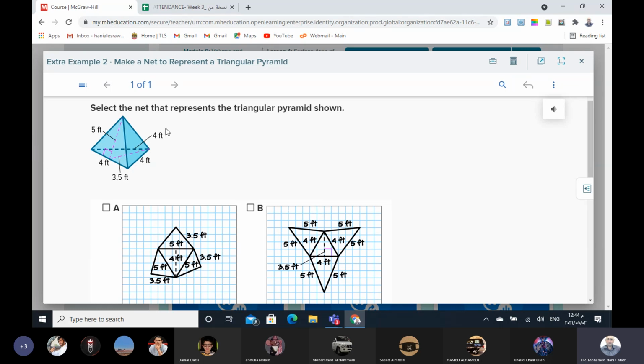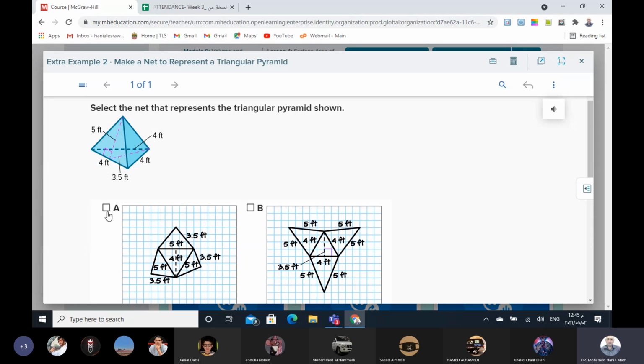Select the net that represents the triangular pyramid shown. As you see here, we have the triangular pyramid. We have the base triangle. In the base, we have the base of the triangle here 4. And the height of the triangle will be 3.5. And the lateral faces here, we have the slanted height will be 5.